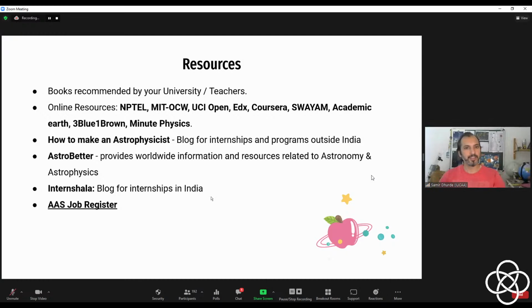But there are many others which you should look at. There are also very fun things to look at, like minute physics, which will keep the excitement about astronomy alive in you, other than your coursework. There are good blogs which keep telling you about internships and programs outside India. So you should bookmark these blogs.